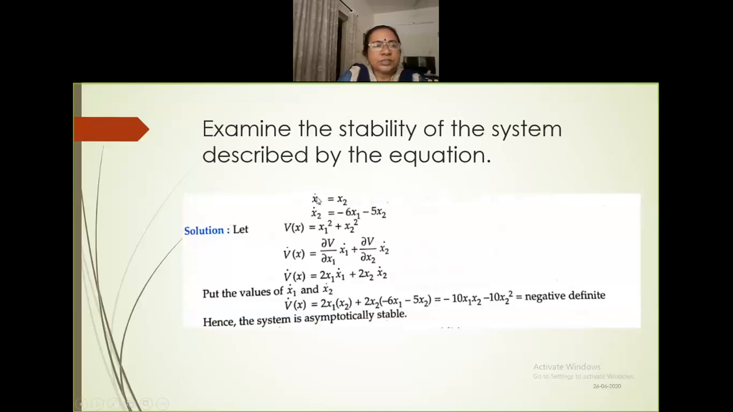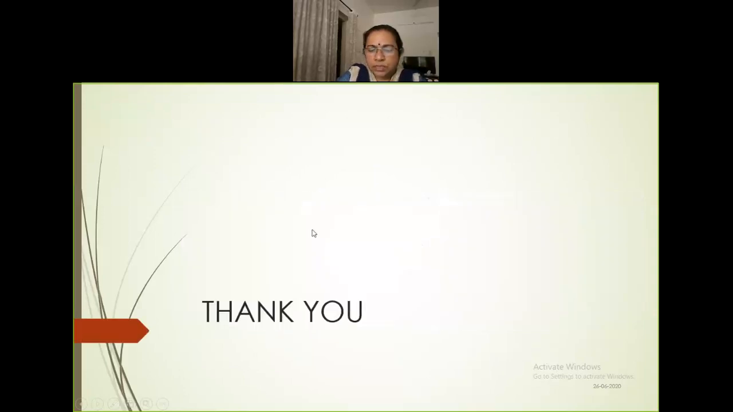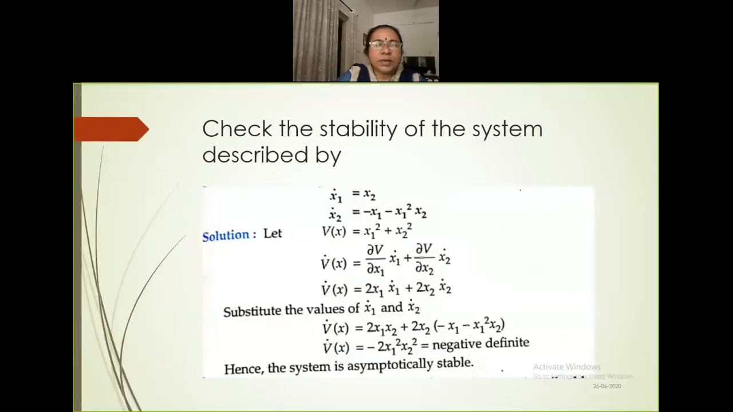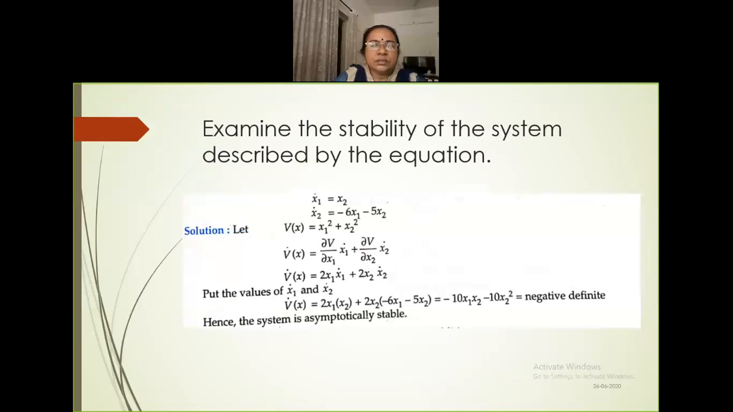Here the function is not given, so you assume the energy function V of x is equal to x1 square plus x2 square. Put the values of x1 and x2. Just copy the question. I'll come back. This question, then this question. Okay, I'll be back in a minute.